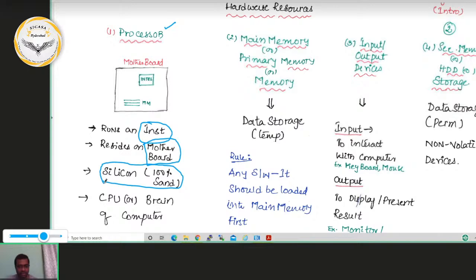Now this particular processor is also called the CPU or brain of the computer. So this is about the processor. What do you mean by processor? A processor is nothing but a hardware unit which runs instructions. Where exactly does it reside? On the motherboard. And what is the material it uses? It uses silicon, which is 100% pure sand. This processor is called the CPU, or the brain of a computer.